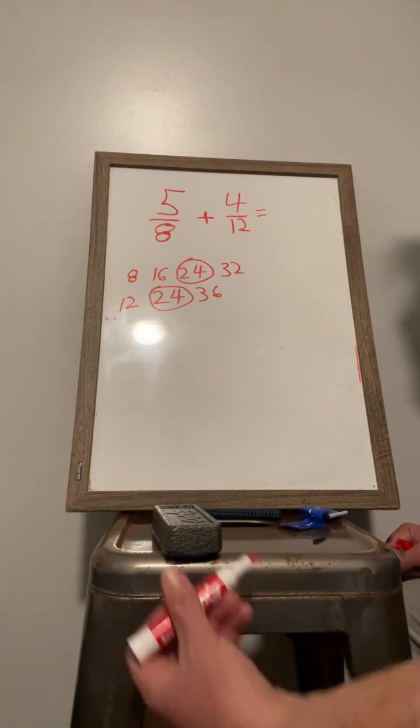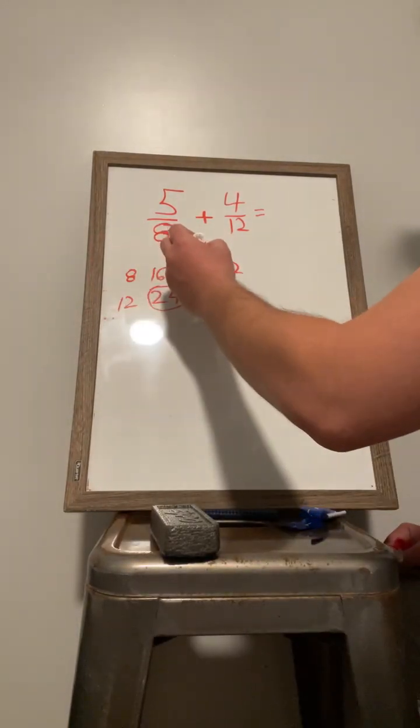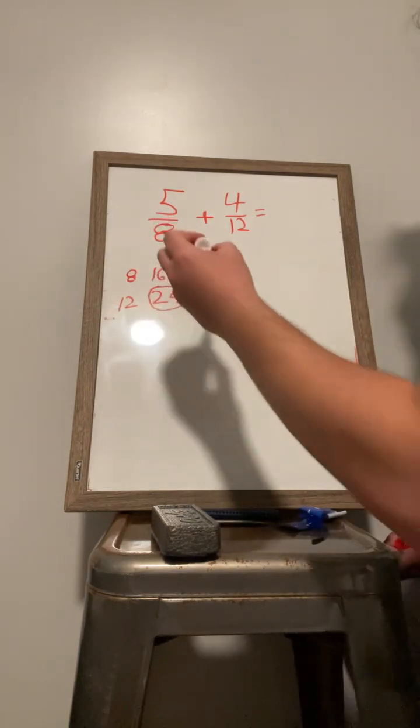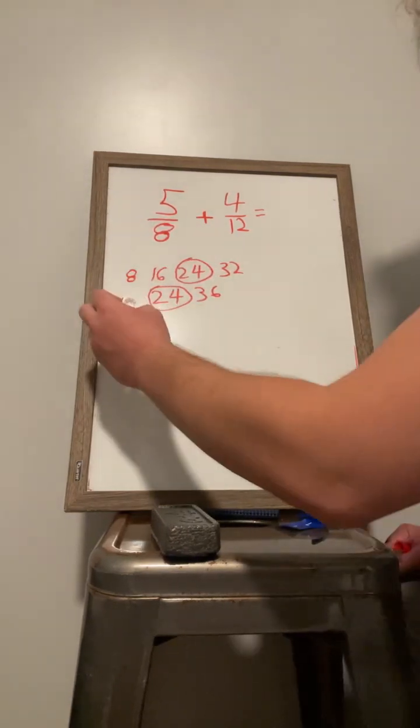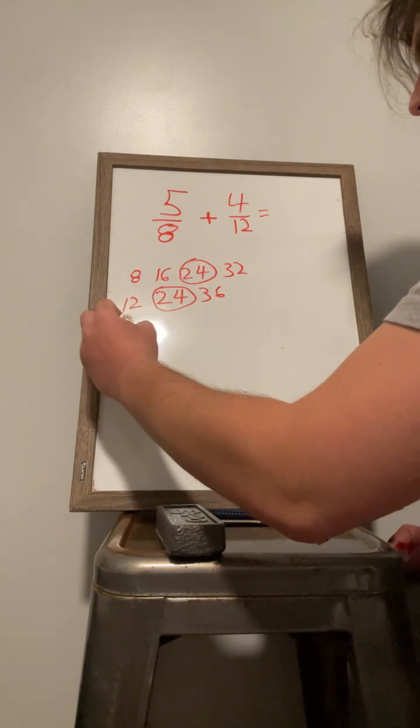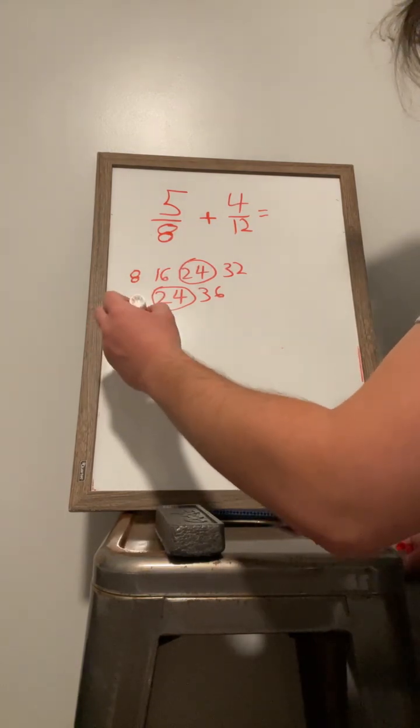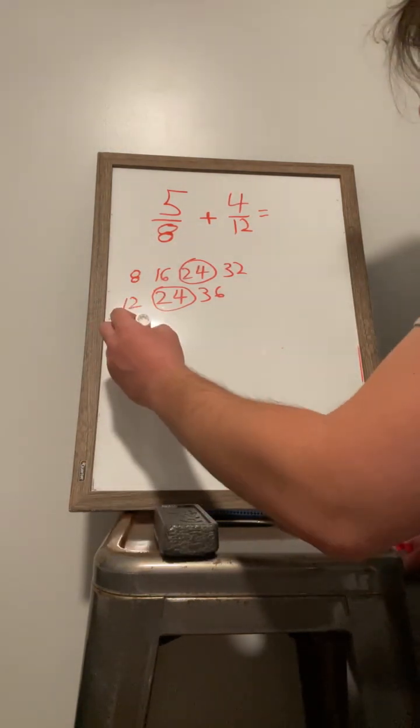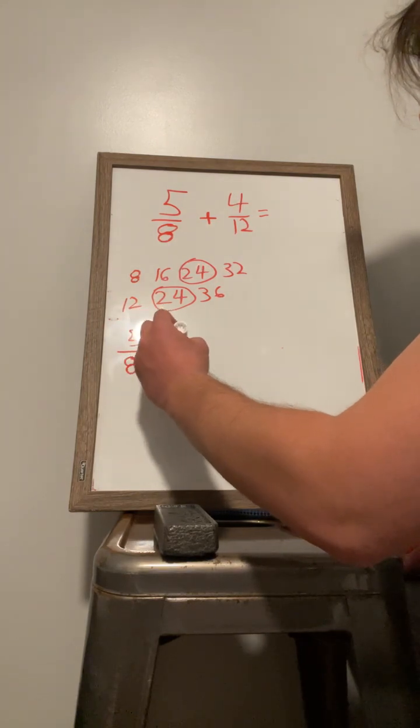Now to get to 24, I had to count by 8 3 times. So 3 times 8 equals 24. I'm going to convert it in a way that's a little less confusing. So 5/8, so 8 times 3 equals 24.